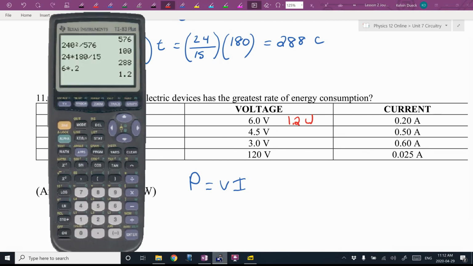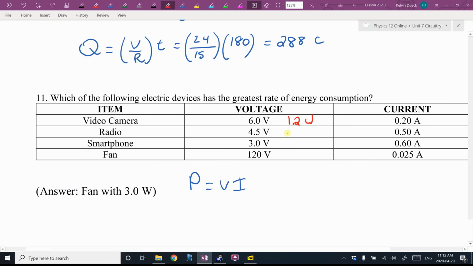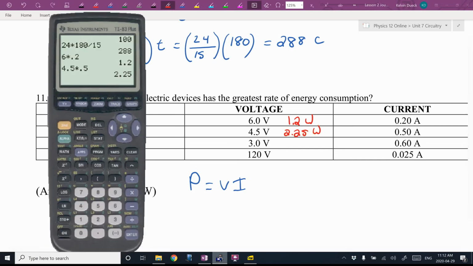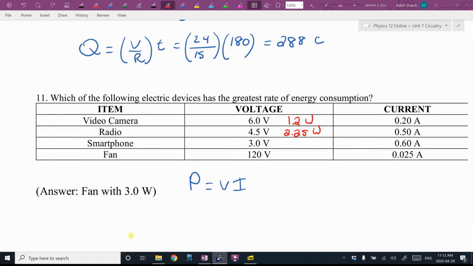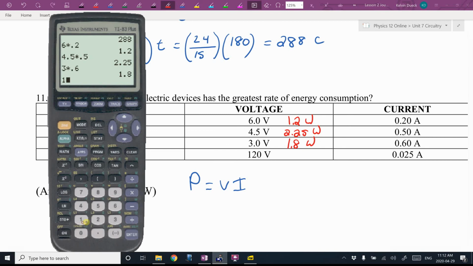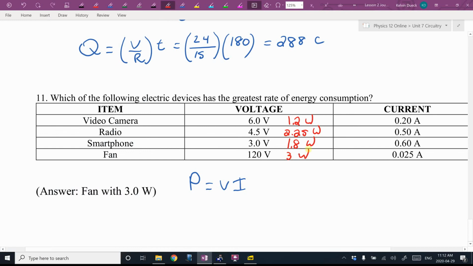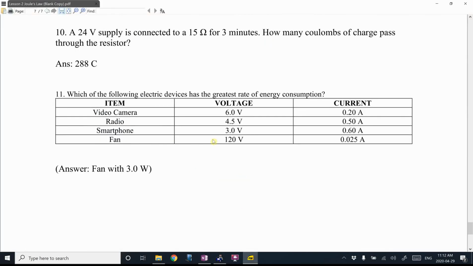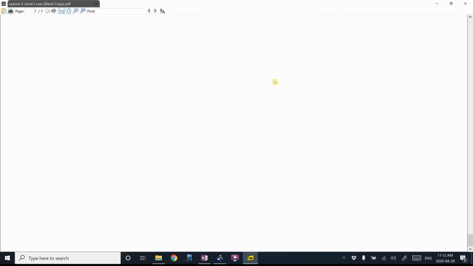4.5 times 0.5 should be 2.25, I think. Smartphone, 3 times 0.6, 1.8 watts. 120 times 0.025, 3 watts. And the answer is the fan. Is that the last question? Yes, it was.